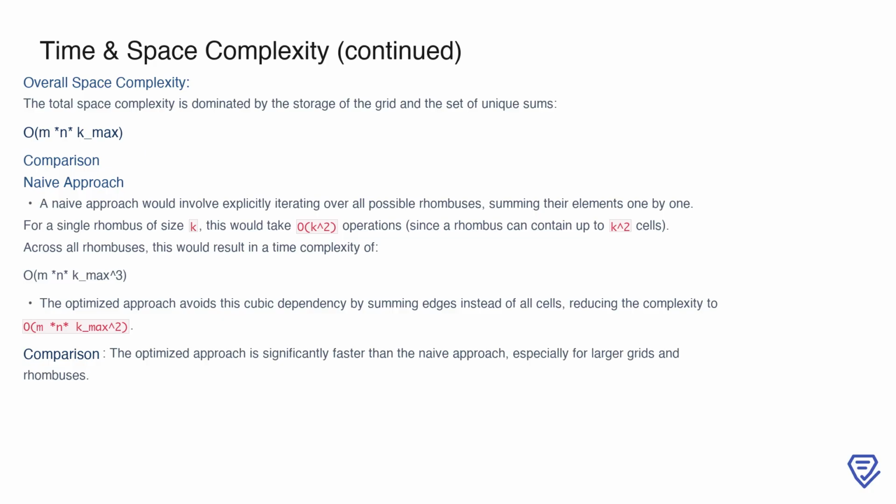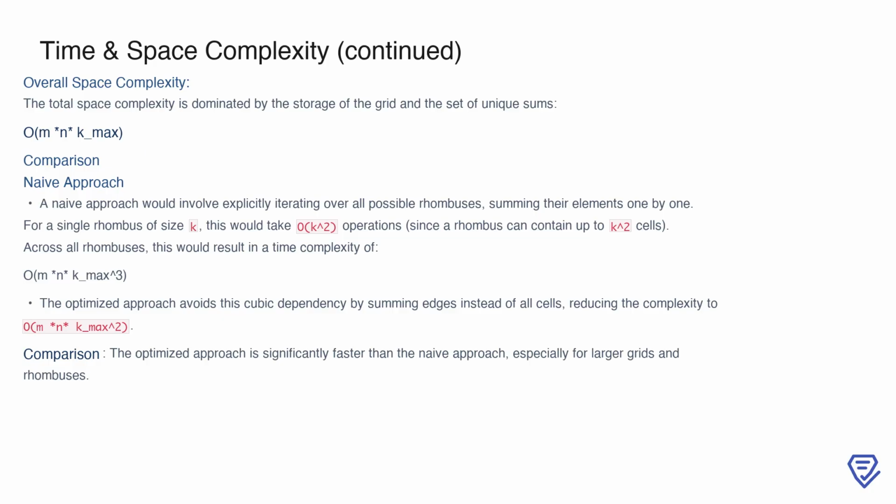A naive method would compute rhombus sums by explicitly iterating over all cells within each rhombus, leading to a cost of O(k²) for a single rhombus of size k. Across all rhombuses, this results in a time complexity of O(m*n*k_max³). In contrast, the optimized approach avoids this cubic dependency by calculating sums based on edges rather than all cells, reducing the complexity to O(m*n*k_max²).